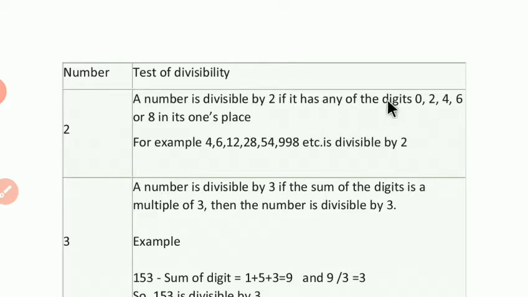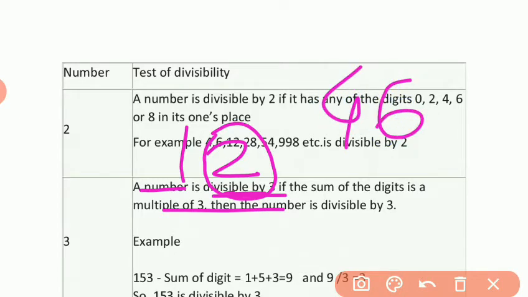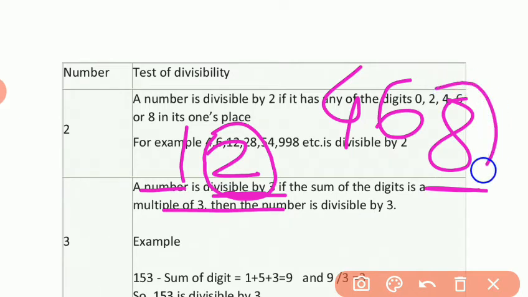You can see that if it's on ones place, here you can see 12. At ones place, which is the number? This is ones, tens, like this it will go on. So at ones place, if the digit is 0, 2, 4, 6 or 8, then we can say that the given number 12 is divisible by 2. For example, you can take 468. Here on ones place, which number is given? 8.